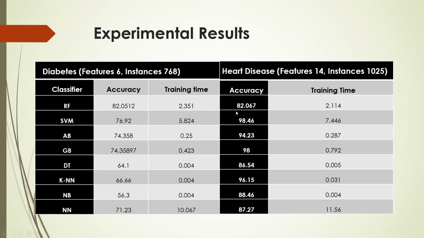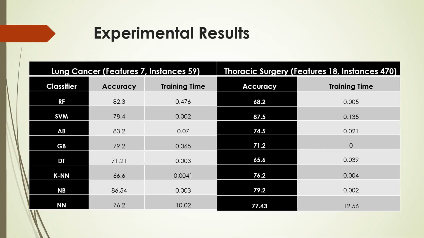And even in the heart disease data set, you can see random forest performs with 82%. SVM has a higher accuracy because it has a nice hyperplane, but it takes a lot of time, seven seconds. And as usual, neural network takes 11 seconds. It is the same with lung cancer. On the lung cancer data set, random forest gets 82%, but neural networks get 76% accuracy and take 10 seconds, which is less right now, but it will be more when the data size increases.